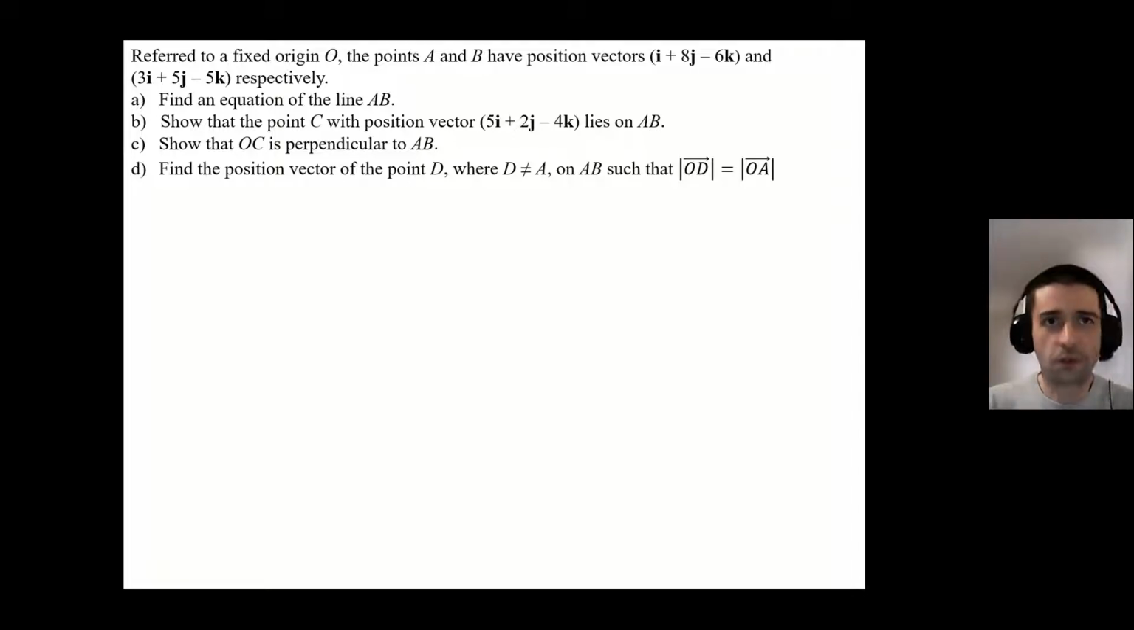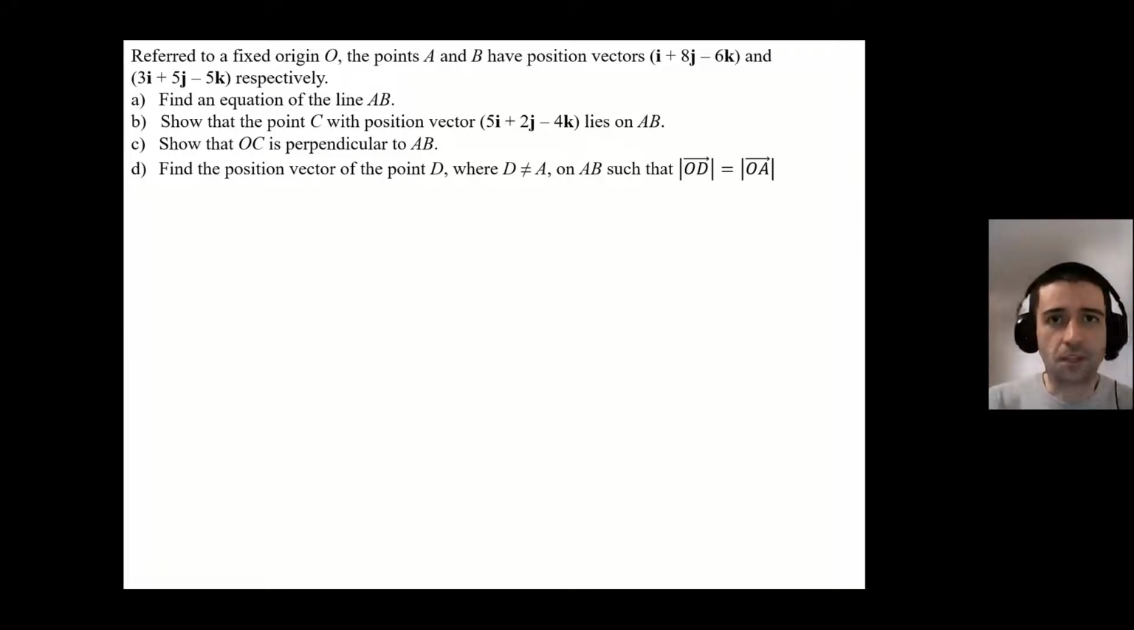Refer to a fixed origin O. The points A and B have position vectors i plus 8j minus 6k and 3i plus 5j minus 5k respectively. And we're being asked to do a number of things here. We've got to find the equation of the line AB. Show that the point C lies on AB, show that OC is perpendicular to AB, and then the last little bit, we've got to find another point D.